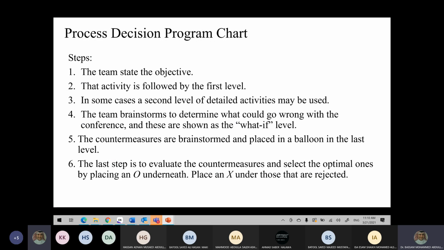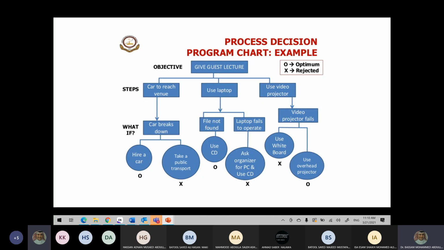Let's take an example. Of course, now this example, these are just the steps, what you're going to do. I'm going to explain the steps within an example. So for example, I'm going to give a guest lecture. He's going to come to my university, for example, and he's going to present to the students and the faculty members. And so that is my objective.